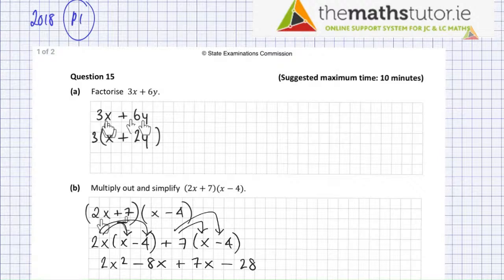Okay, so we don't have any other squared terms, so I can bring down 2x squared. I'm just going to cross that off because I've dealt with it. Minus 8x plus 7x. So these are like terms, so you can add or subtract these. That would bring you to minus 1x. So now you've dealt with those. And finally, just bring down minus 28. That's it, multiplied out and simplified. You can't simplify that anymore.